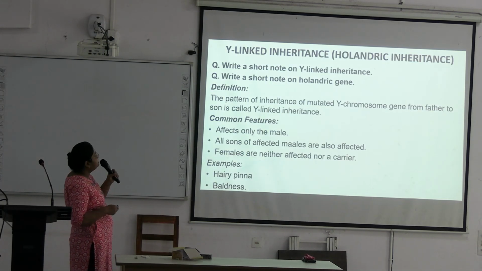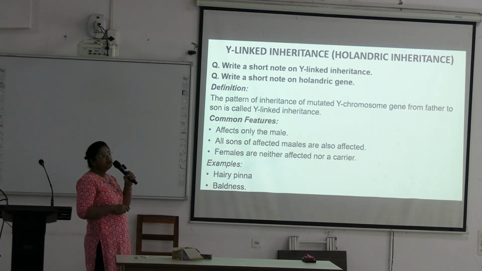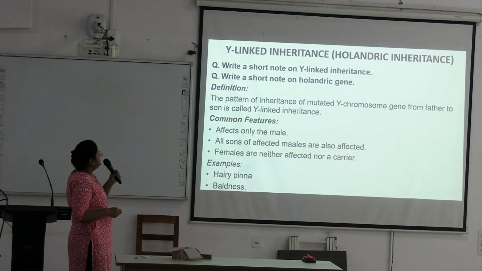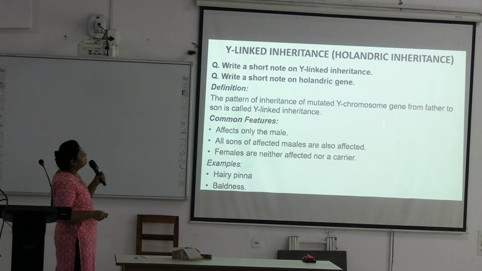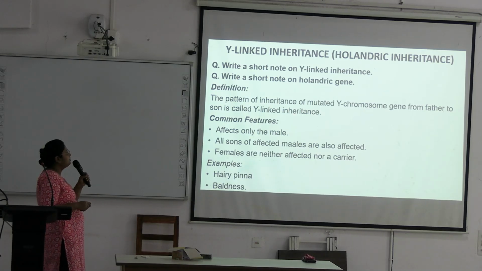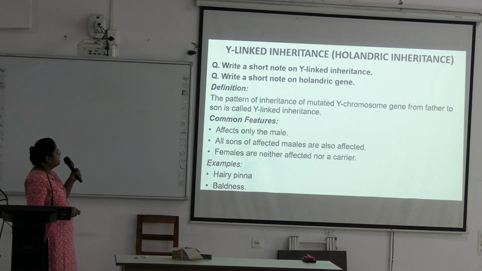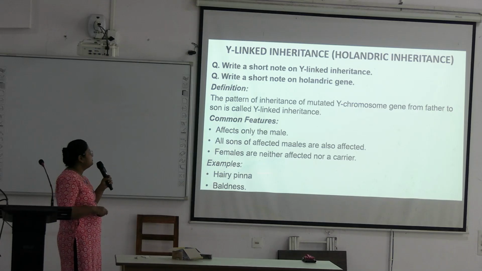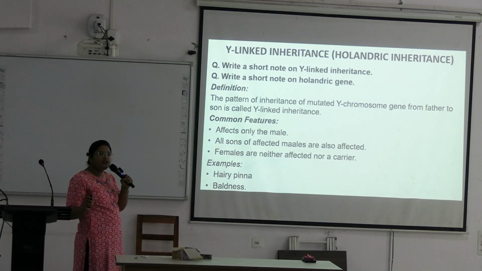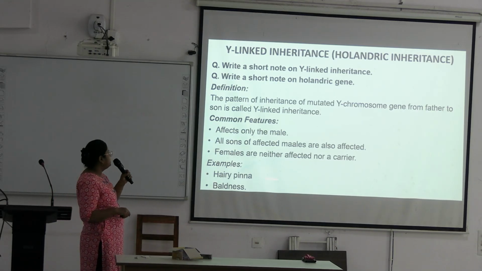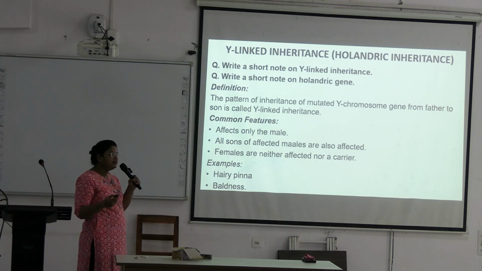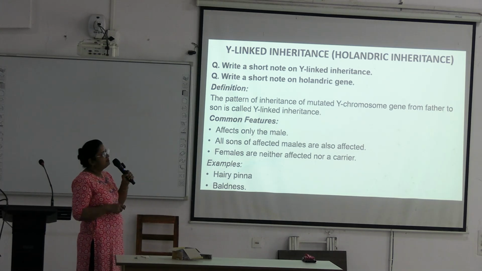Next is Y-linked inheritance or Hollandric inheritance. The pattern of inheritance of mutated Y chromosome gene from father to son is called Y-linked inheritance. Common features: it affects only the male and all sons of the affected males are also affected. Females are neither affected nor a carrier. Examples are hairy pinna, baldness. These are examples of Y-linked inheritance.